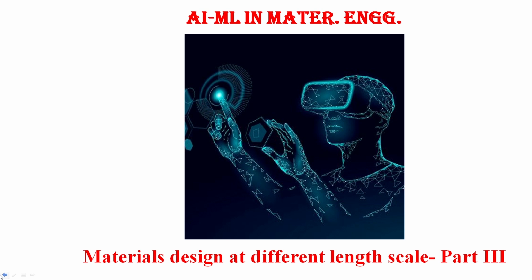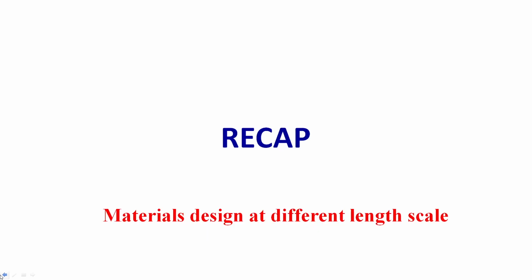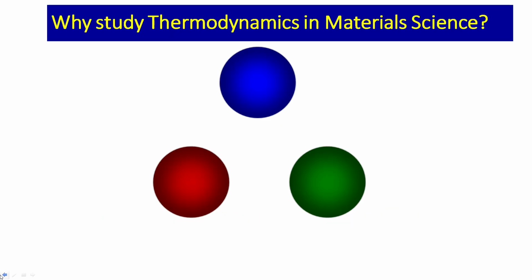So, we will talk about material design at different length scales, part 3, today, and let us recall what we have learned in the last lecture. First and foremost is thermodynamics, because thermodynamics gives us information about the phases and microstructure. What can thermodynamics do? Why do you study that? Because we are interested in the properties of materials, or rather we want to design materials with a target set of properties. That is the requirement, right?